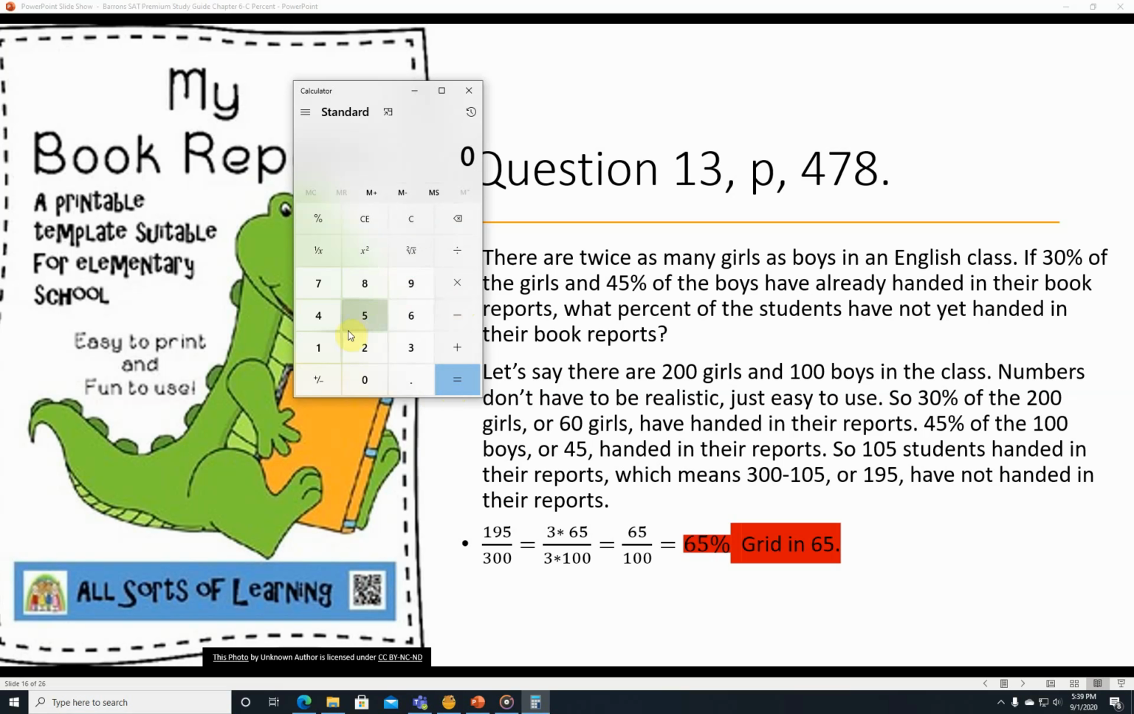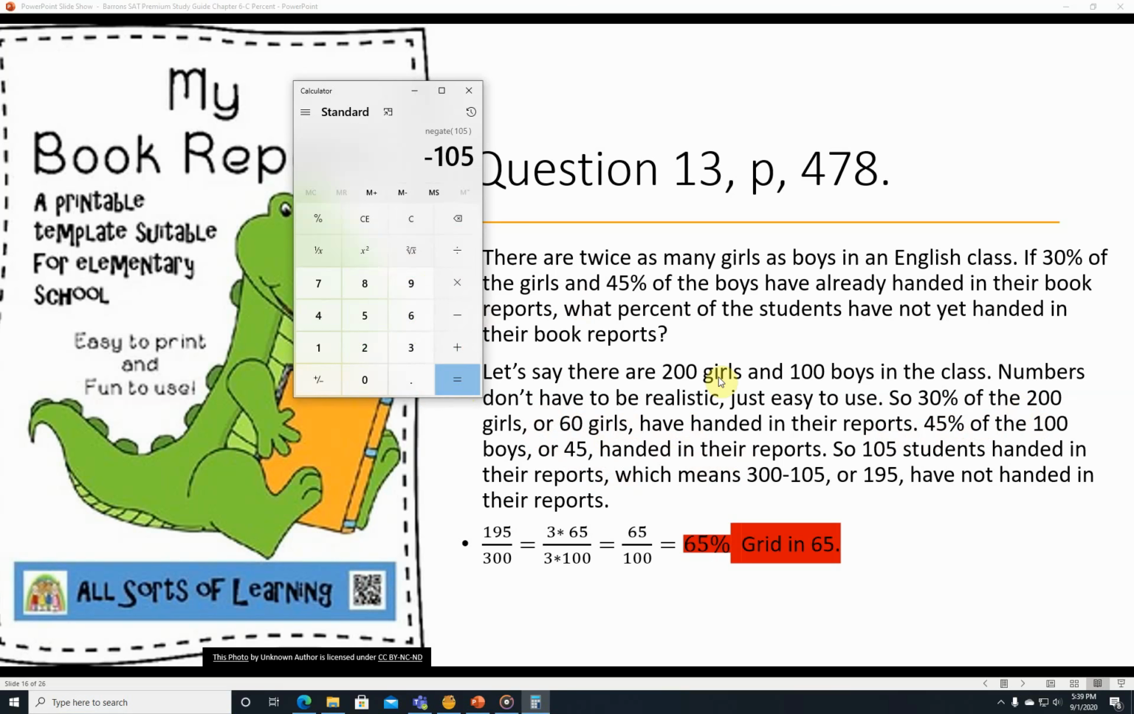And then 45% of the 100 boys, you should be able to figure that out without touching a calculator. Just know that 45% of 100 is 45. So that's why I picked hundreds to do this. So okay, we have 45 boys and 60 girls. That's 105 who did it.